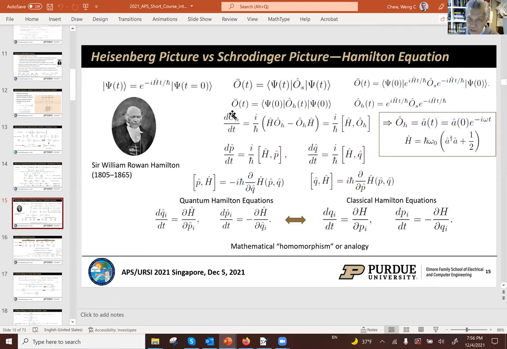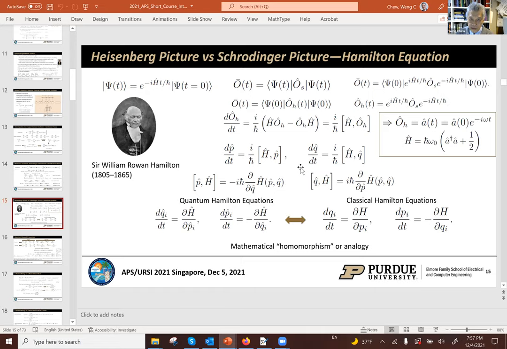And of course, this is just a more compact way of writing this equation, where O sub h is what we call the observable or the operator in the Heisenberg picture. O sub s is the observable or the operator in the Schrodinger picture. You can differentiate this observable or operator quite easily and find that it becomes something like this, a straightforward derivation. And you can show that this is just a simple commutator, okay?